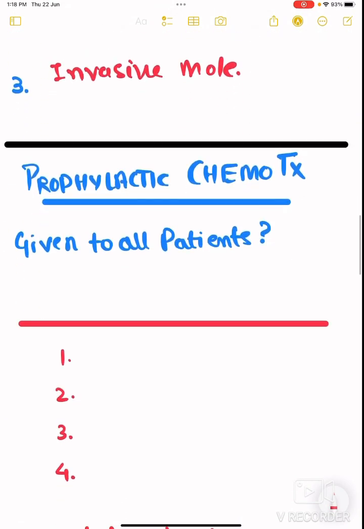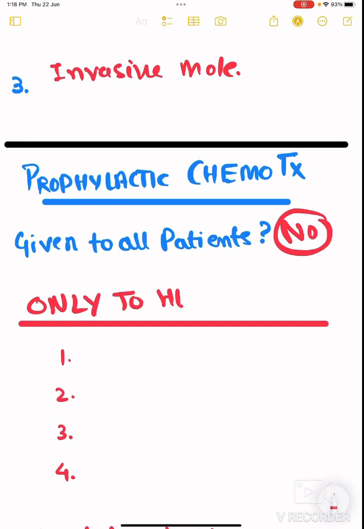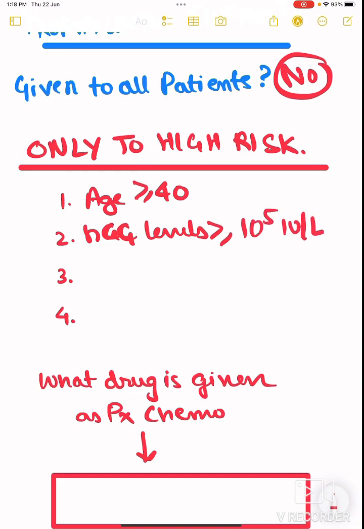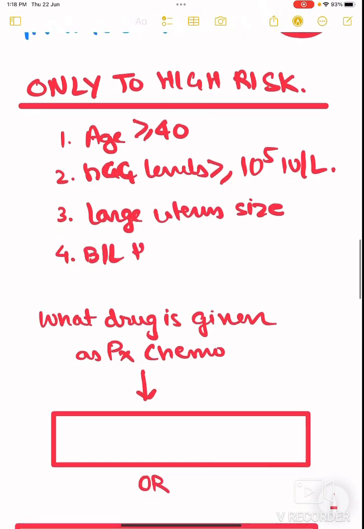So what about prophylactic chemotherapy? Is it given to all patients? The answer is no, it is not given to all patients. It is given only to high risk patients, right? So who are considered high risk patients? First, age more than or equal to 40, HCG levels more than or equal to 10 to the power 5 international units per liter, large uterus size, and lastly, bilateral theca lutein cyst with size more than or equal to 6 centimeters.